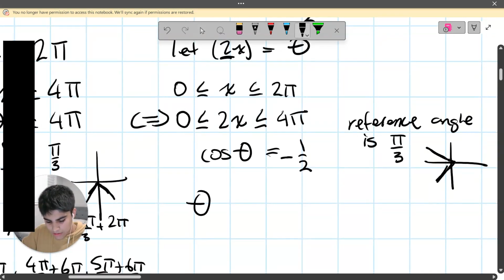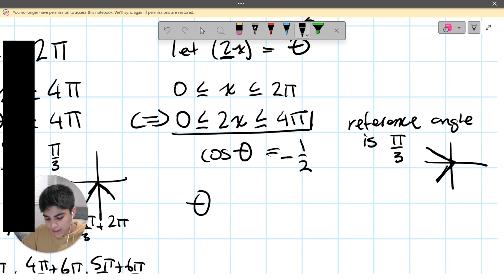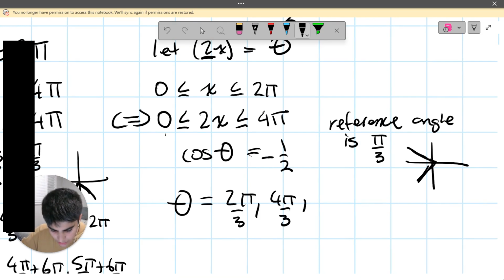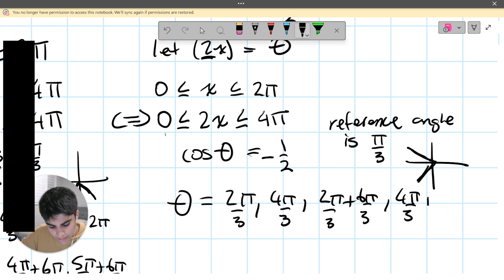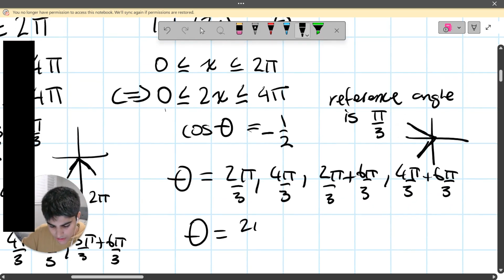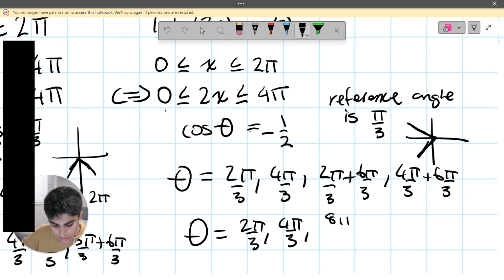So it's theta. Okay, now let's find all the solutions of theta within this given domain. Theta equals 2 pi on 3, 4 pi on 3. We're going to add 2 pi now to both of these solutions: 2 pi on 3 plus 6 pi on 3, 4 pi on 3 plus 6 pi on 3. Theta equals 2 pi on 3, 4 pi on 3, 8 pi on 3, and 10 pi on 3.